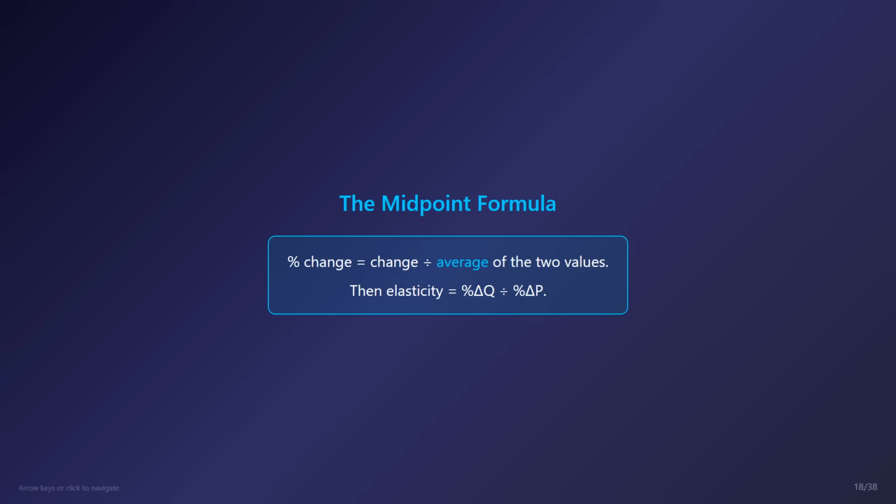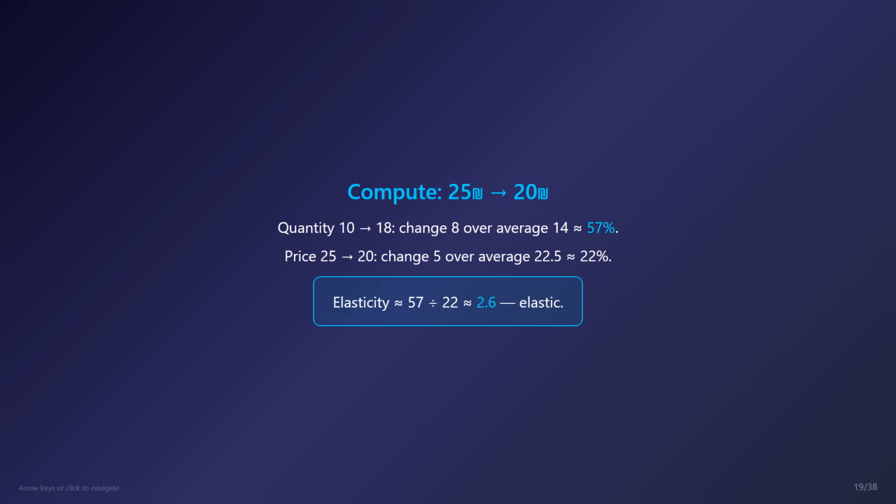Here's the formula. A percentage change equals the change divided by the average of the two values. Compute that for quantity and for price, and then elasticity is the percentage change in quantity divided by the percentage change in price. Let's compute it for the move from 25 to 20 shekels. Quantity goes from 10 to 18, a change of 8 over an average of 14, about 57%. Price goes from 25 to 20, a change of 5 over an average of 22.5, about 22%. Elasticity is roughly 57 over 22, about 2.6.